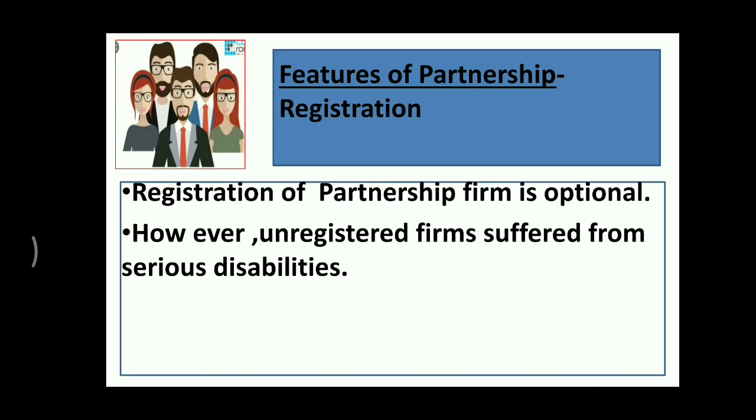Then next is registration. Registration of a partnership firm is optional, but we have to keep in mind that unregistered firms suffer from serious disabilities. A few drawbacks are there for an unregistered firm. So that's why it is advisable to get the firm registered, although it is optional.